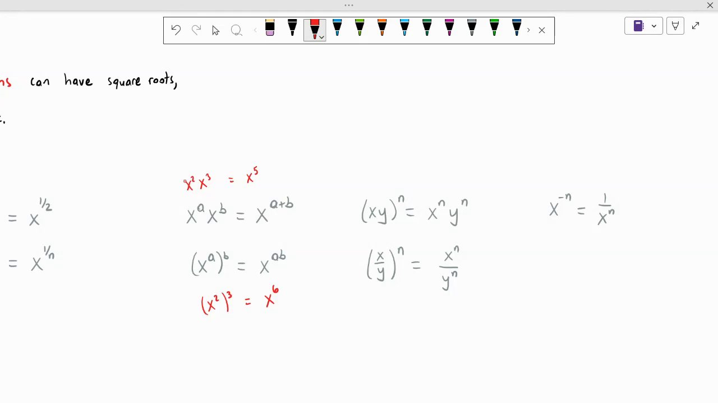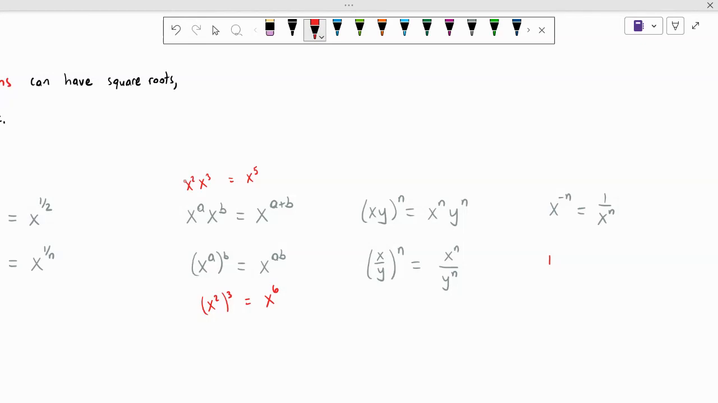And then just a reminder on how negative exponents work. When you have x to a power of negative n, remember that a negative in the exponent just moves it to the denominator. So x to the minus n is actually just 1 over x to the n. So it doesn't become negative or anything like that. It just moves to the denominator.